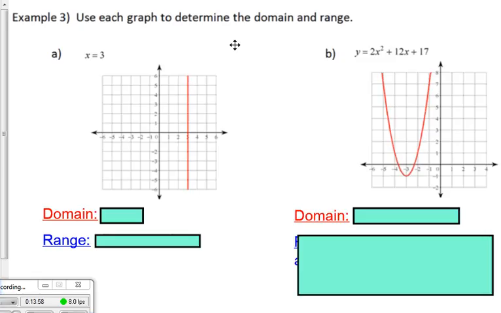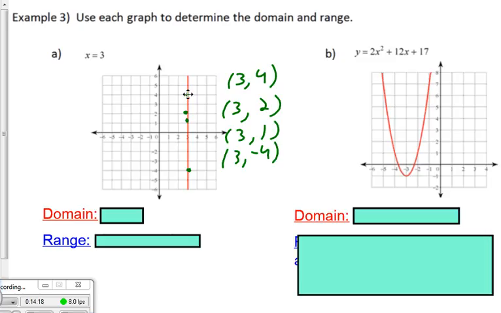So if I were to call some of these points though, draw it out, I have this point right here, that'd be like 3, 4. I have this point right here, that would be 3, 2. I have this point right here, that's 3, 1. I have this point down here, 3, -4. Now obviously this isn't all of the points, this is just some of them. So all of these points that I've shown, these are going to be in this relation.